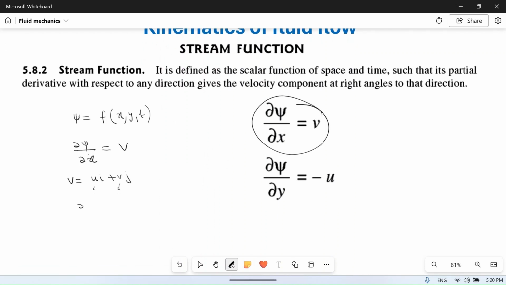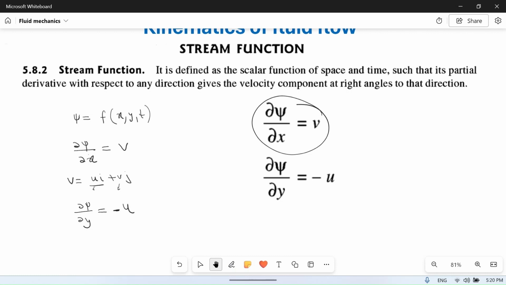Similarly, del psi upon del y will give the direction perpendicular to the y direction. So what is the direction perpendicular to y, which is x, and the velocity in the x direction is u, so it will give velocity u, and remember that it will be minus here. Okay, so this is the essentiality of the stream function.